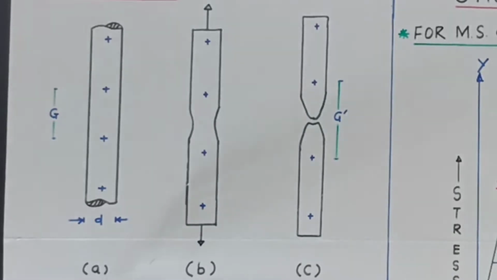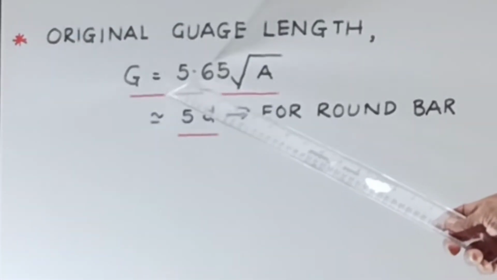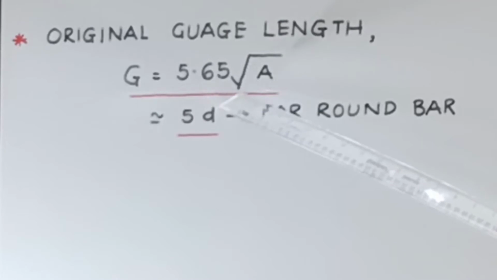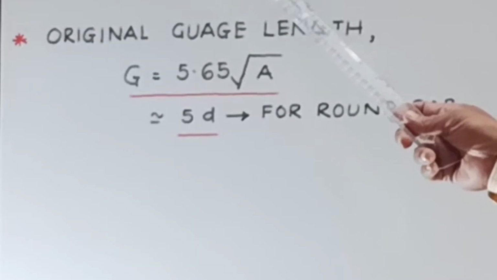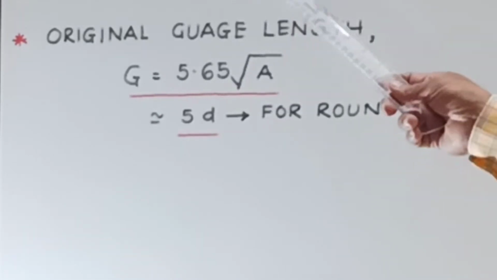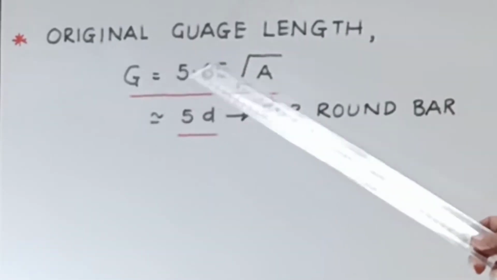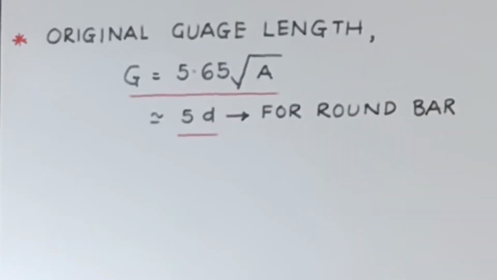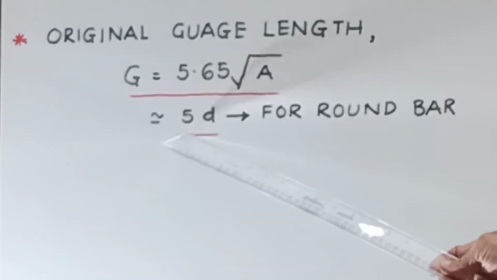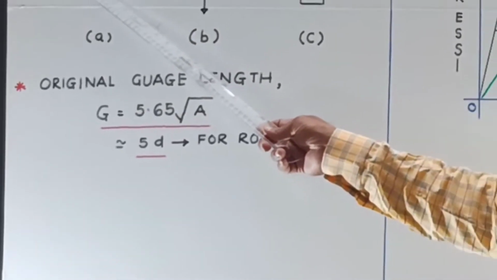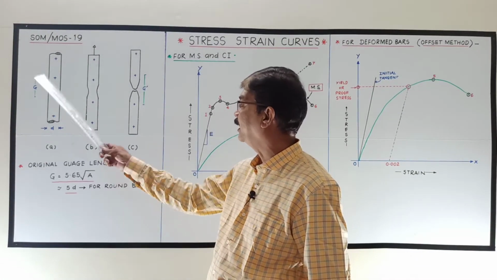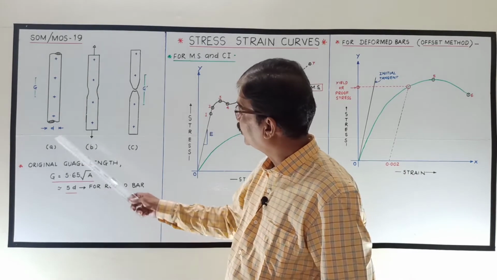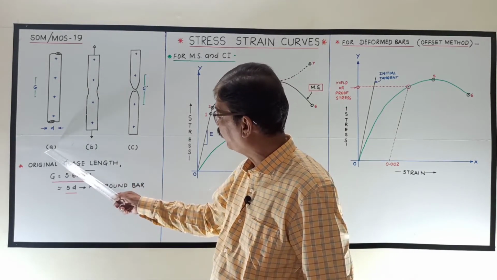How is it calculated? Gauge length is calculated as 5.65 times under root of cross-sectional area of the bar. Whatever may be the shape of the bar, if you calculate its area and put it in the formula, you will get the original gauge length. For round bars, it is nearly equal to 5 times diameter. If the nominal diameter of bar is 10 mm, gauge length will be 50 mm. If it is 12 mm, gauge length will be 60 mm. So the specimen is as shown in figure A.